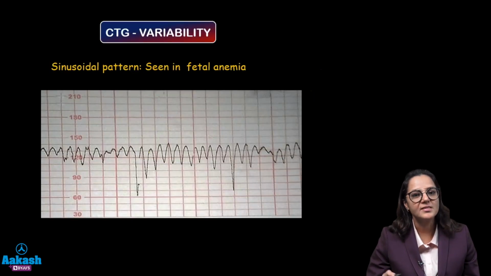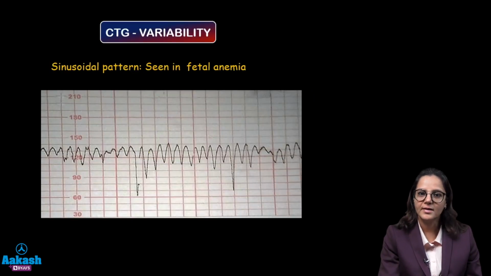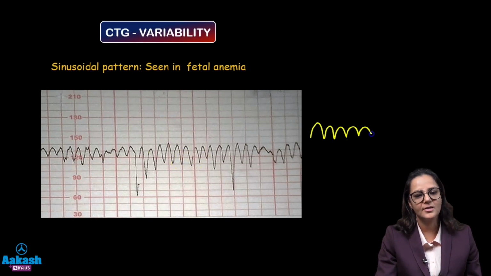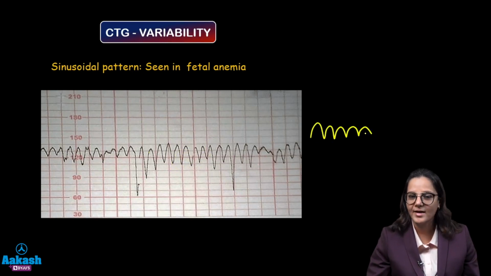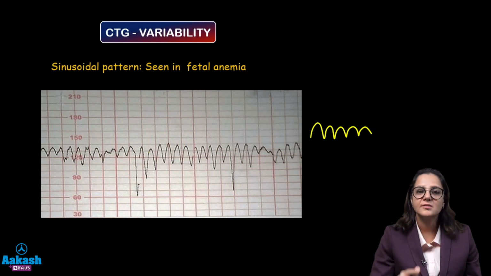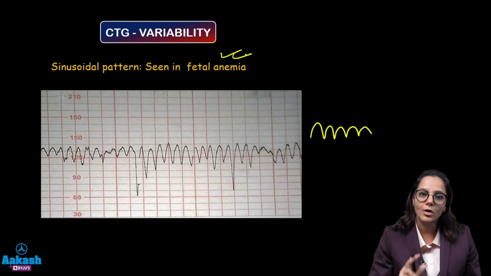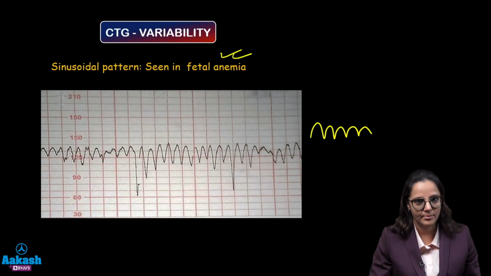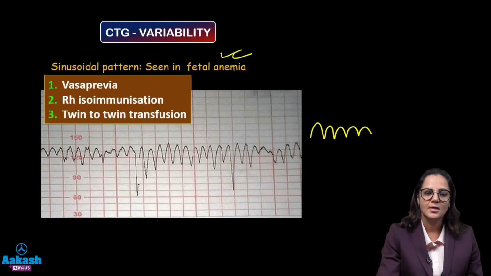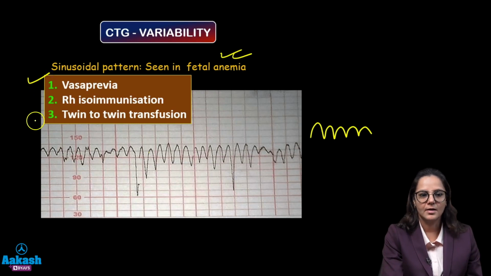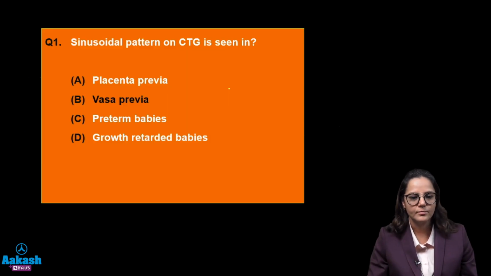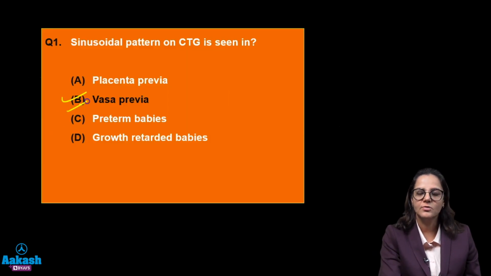So what do we mean by a sinusoidal pattern? Sinusoidal pattern, as you can see, has typical repeated waves like this, and there is no variability over here, there are no accelerations, right? So this is a pathognomonic sign of fetal anemia, and it will be present in all conditions which lead to fetal anemia. So what are those conditions? Number 1, vasa previa. Number 2, RH isoimmunization, and number 3, twin to twin transfusion. It is a very important question. So our answer here is vasa previa.